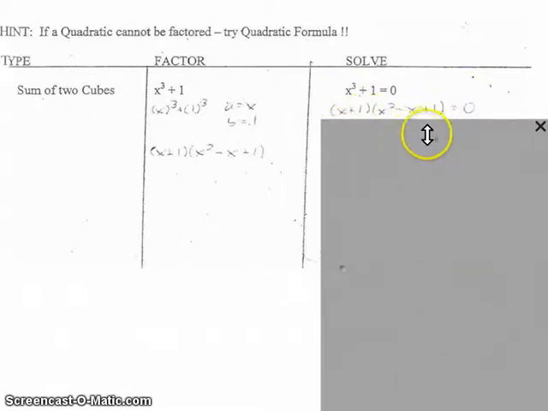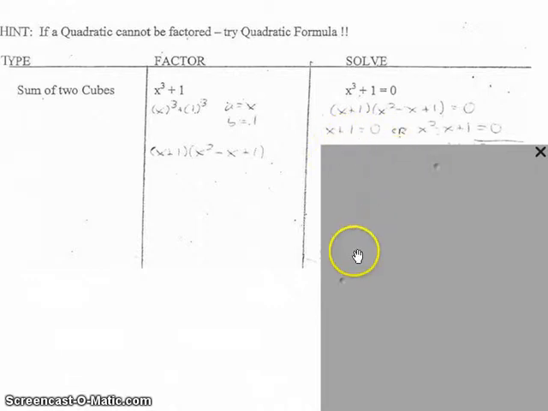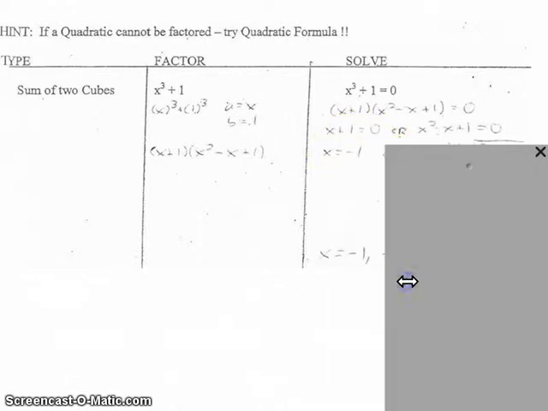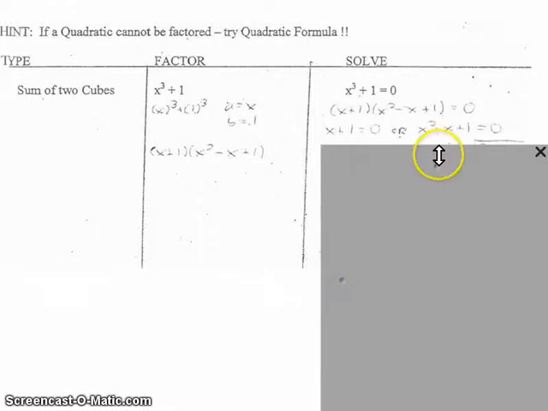That means either x + 1 is 0, or the trinomial is. If x + 1 is 0, x is -1. On the right, you've got a lot more work to do. x² - x + 1 = 0. Well, you're going to find, if you try, that that can't be factored. Well, like I said up here, if it can't be factored, try the quadratic formula.